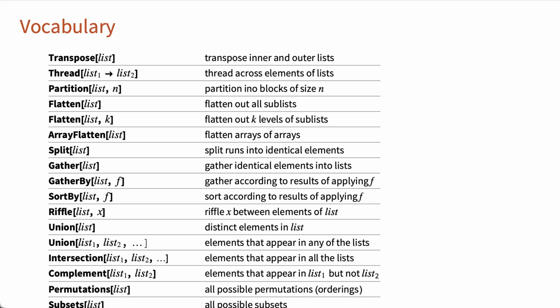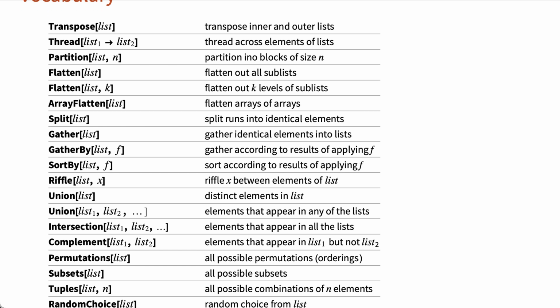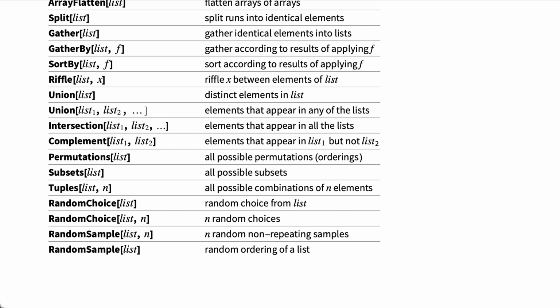To summarize, here is the programming vocabulary from this section. This is a long list of functions, and there are many more functions and also many variations of most of these functions. There are a lot of functions for rearranging lists because the need to rearrange the elements in a list is something that comes up a lot in real applications.